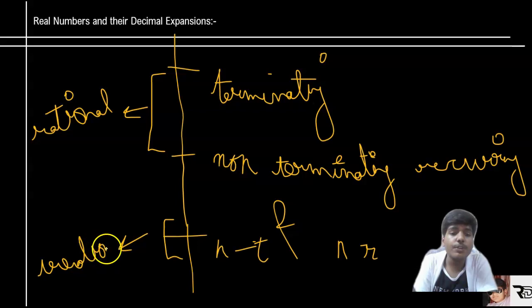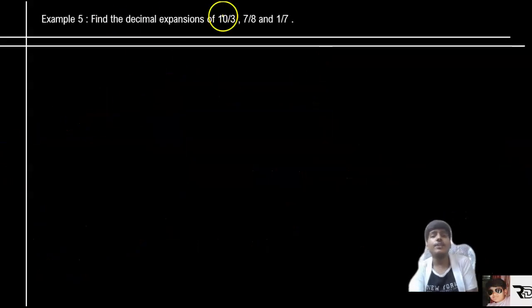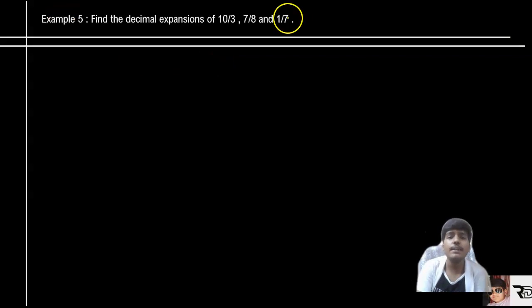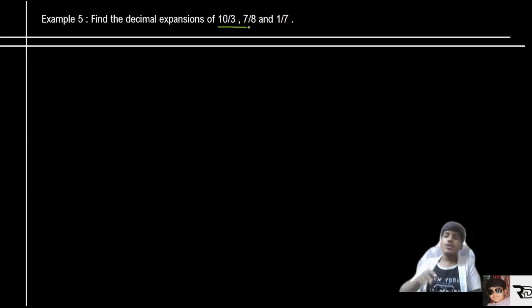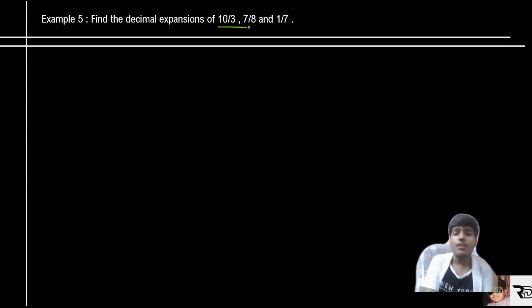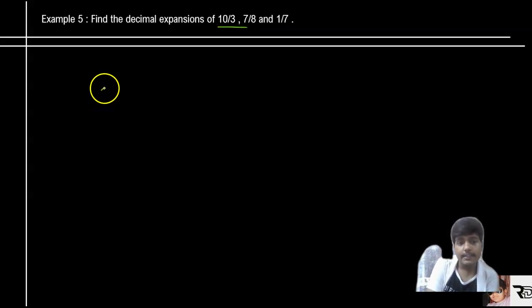Make it a very important point, because there are very important questions related to this topic, and we are going to discuss this with the help of some examples. The first one is divide 10 by 3. We'll divide 10 by 3 and see what kind of decimal expansion it has, and we will be able to tell whether it is a rational number or an irrational number. So we'll divide 10 by 3 like this.